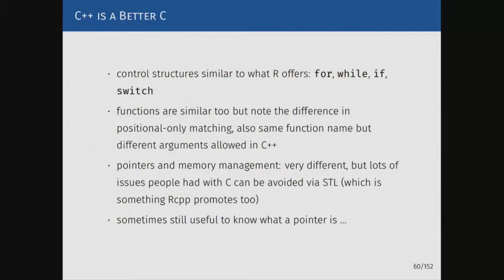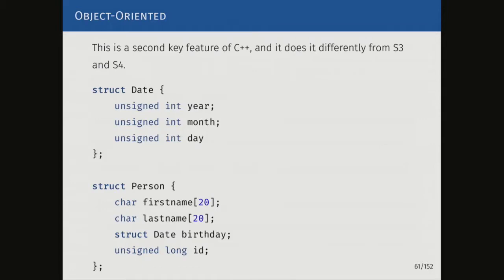Control structures are very similar: for loop, while loop, if, switch. Functions are similar, but it's positional matching only, not by argument names. There's something about pointers, we'll skip that. I'll just fly through this as well.